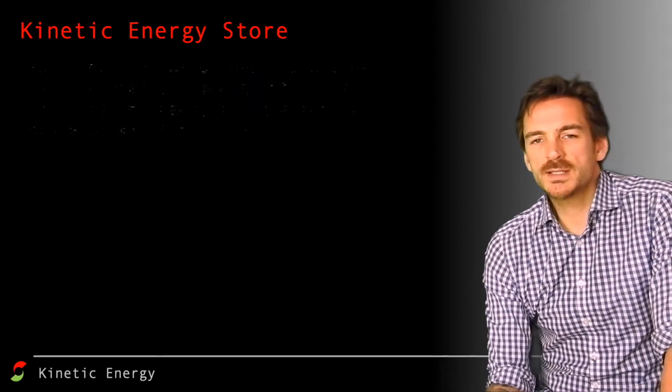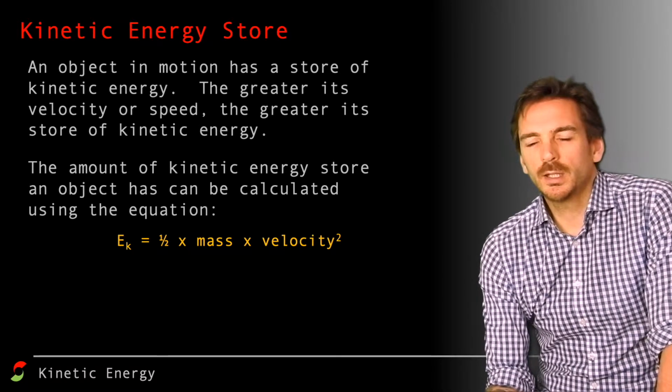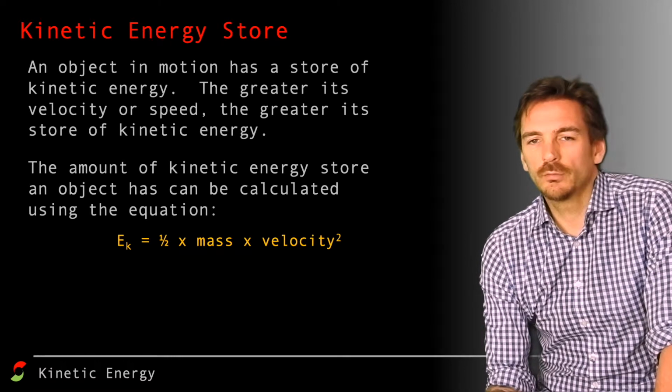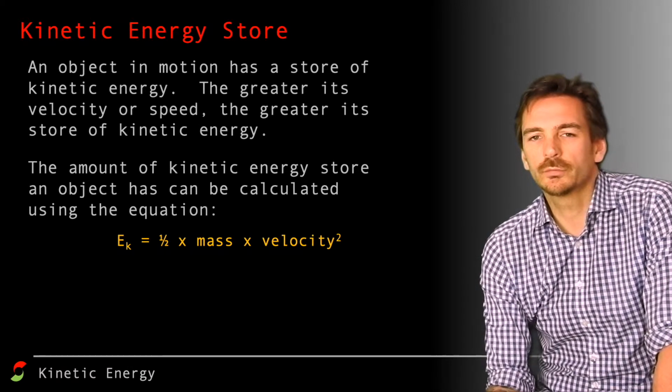So an object in motion will have kinetic energy store, and if an object increased its speed or velocity, its kinetic energy store would increase. So that's what we're going to be looking at in this episode. And we can calculate the kinetic energy store of an object by using this equation, which looks quite complicated on the surface, but it's very, very straightforward if you follow some simple rules.